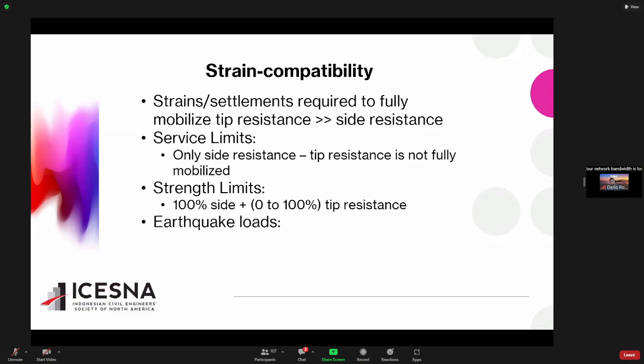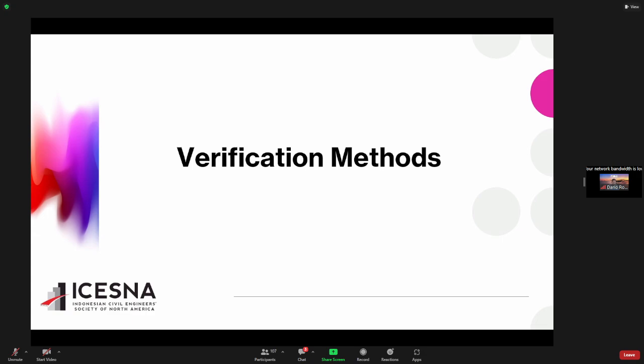And for earthquake loading, for OBE, operating basis earthquake, typically it's a small earthquake. I only use side resistance. I do not use tip resistance. And then for MDE, maximum design earthquake, I typically use both of them, 100% side and 100% tip, because under the MDE, the pile is expected to move significantly. So you can have 100% of tip resistance. Okay, so that's all I have on the design side of the pile.